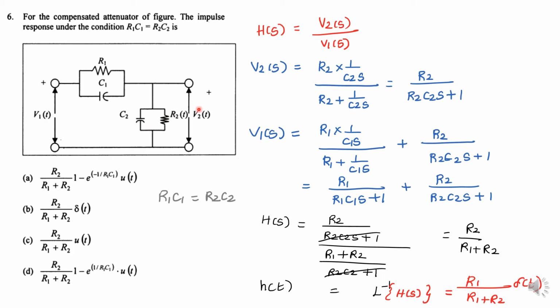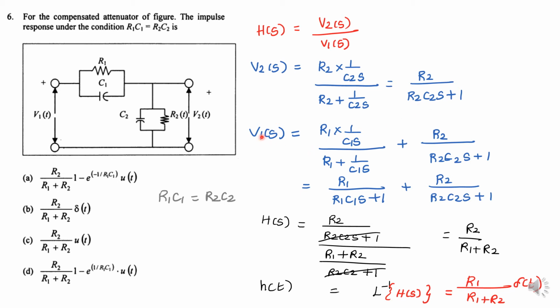For V2 of S, R2 and C2 are both connected in parallel combination. So how to write it? R2 into 1 by C2S divided by R2 plus 1 by C2S. Now I have to simplify this. R2 by C2S divided by, taking the LCM, (R2 C2S plus 1) by C2S. Both the C2S get cancelled and we get R2 by R2 C2S plus 1.